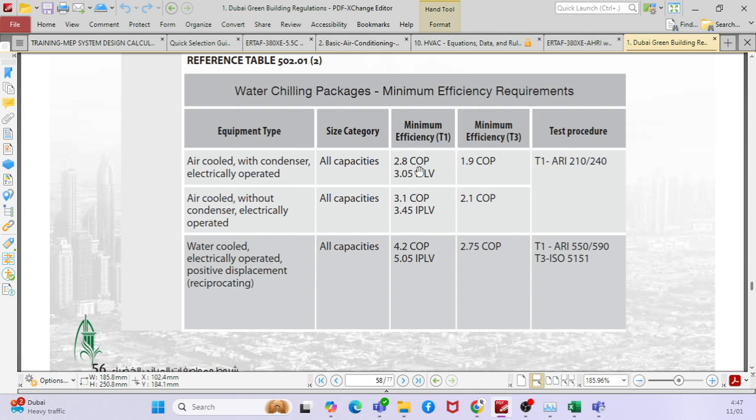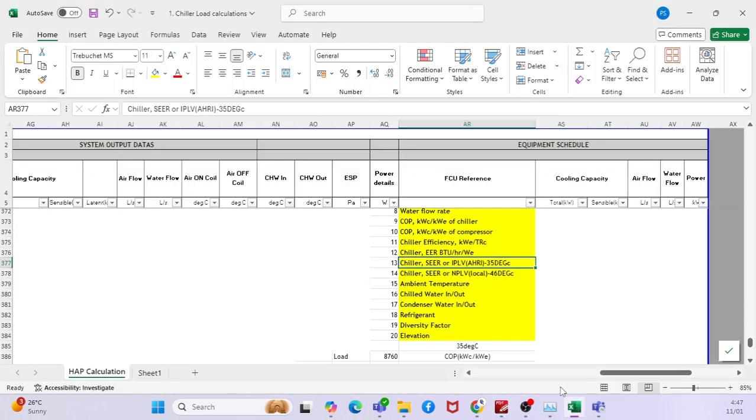They are saying that 2.8 is the COP you must provide, and 3.05 is the IPLV value you must provide based on T1 condition. Why are they setting this condition? Because people don't want to waste the energy that is being produced. You can consume the energy, but don't waste it. It is like when you wash your hand, you can wash whatever is required, but don't waste the water. That is what the code says. So this is the same scenario. Now I hope you understand how the selection of the chiller works.